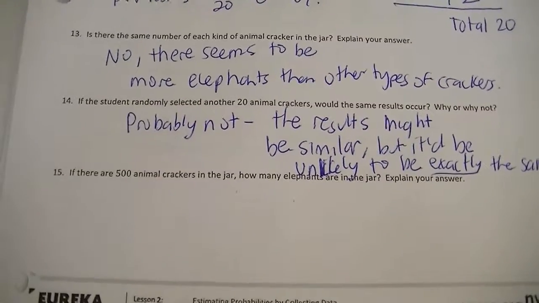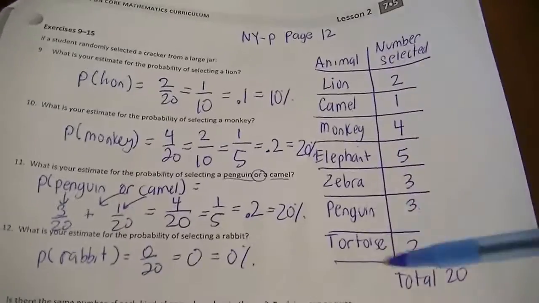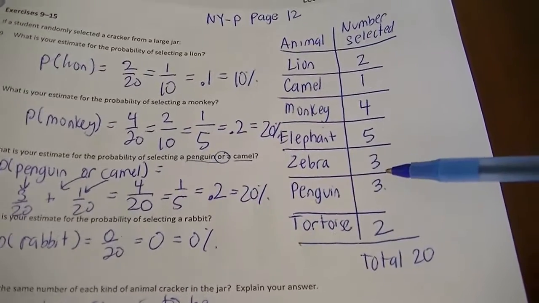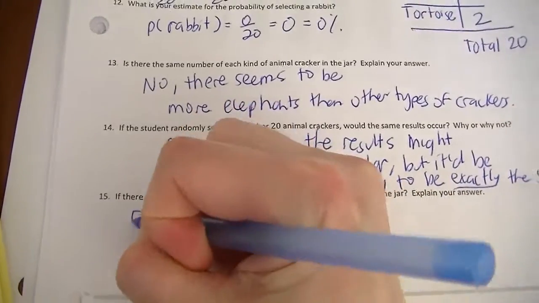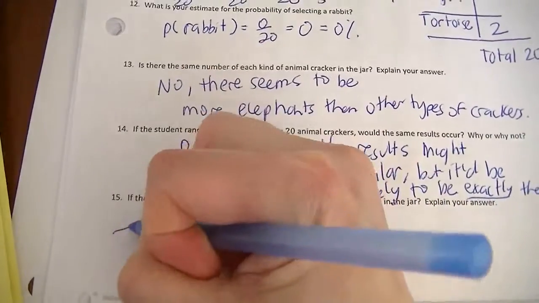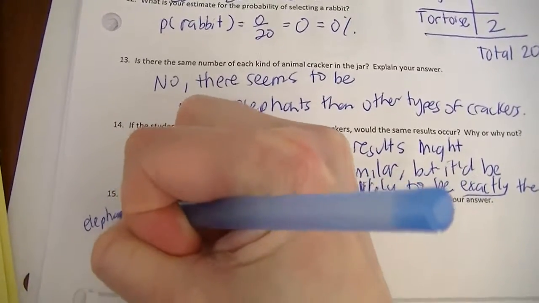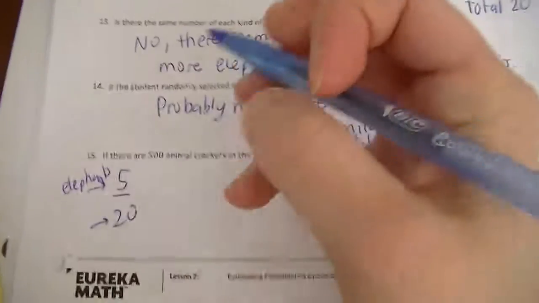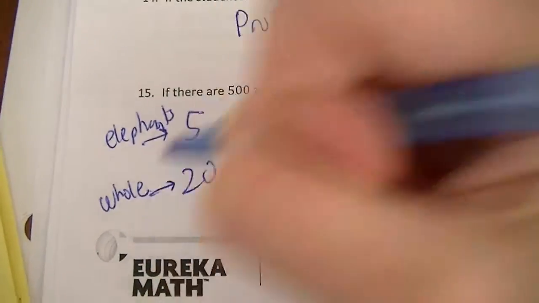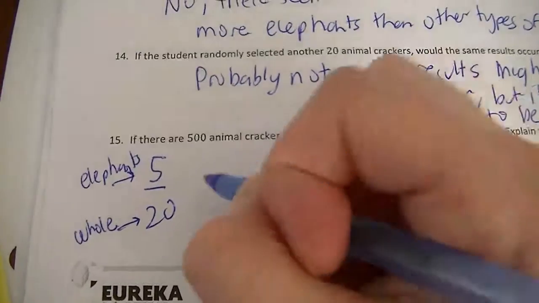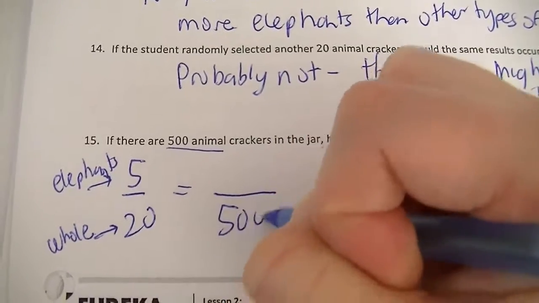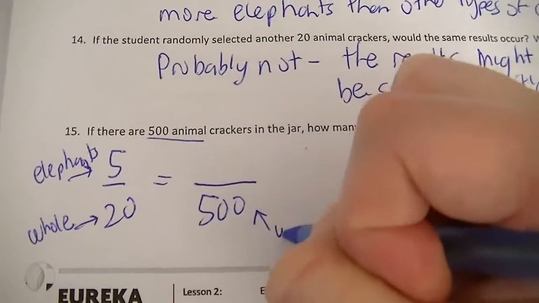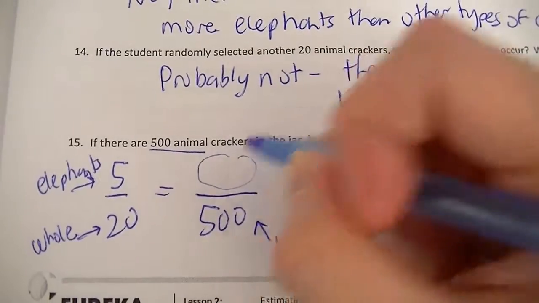Explain your answer. Okay, so you would want to start off with your sample right here. In this data, I see there's 5 out of the 20, okay? So I'm going to go ahead and label that. That's elephants, and that's the whole in the sample. And they're saying, hey, what if there were 500 animals? If there were 500 as the whole, how many of them would be elephants?